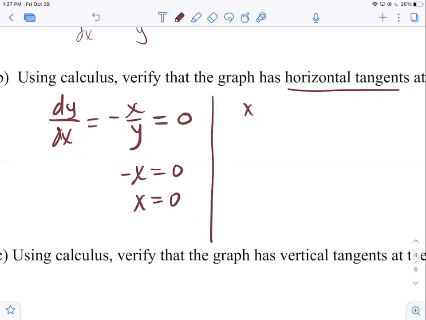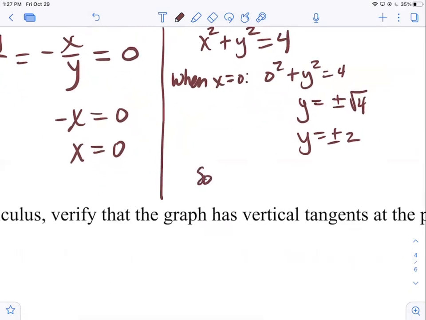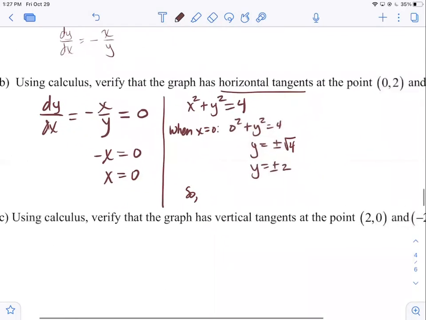Plug it back into the original. Let's bring that back down. x squared plus y squared equals 4. And then we'll say when x equals 0, we get 0 squared plus y squared equals 4. And of course, that's y squared equals 4. When you take the square root, now you have to consider plus or minus, which means y is plus or minus 2. And so what does that mean? For one x, there's 2 different y values? Yeah. So we have horizontal tangents.